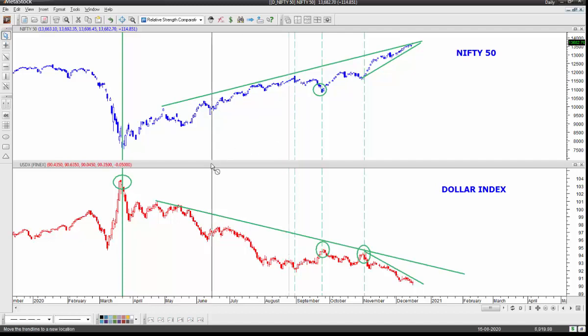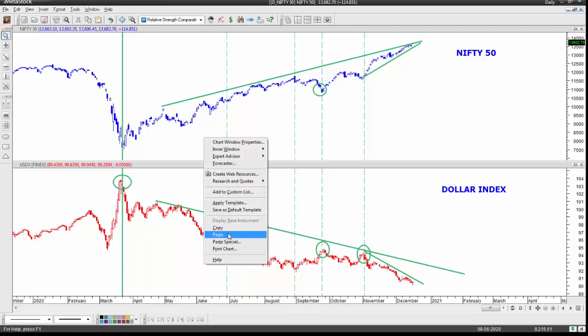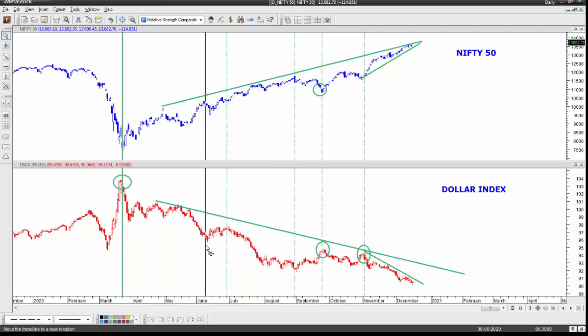In the same way, you'll notice the start of the rally in June, the real strong rally in June out here, and this little correction before that also coincides. This is a sideways period on the Nifty, and this is where there is a small bump up on the dollar index. But this strong move on the Nifty coincides with a strong down move on the dollar index.